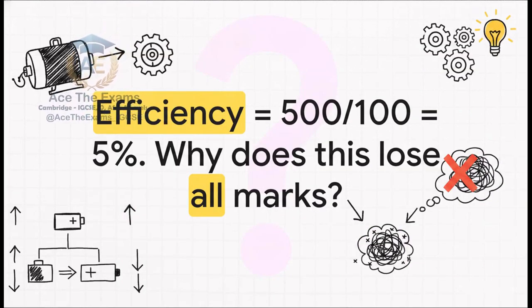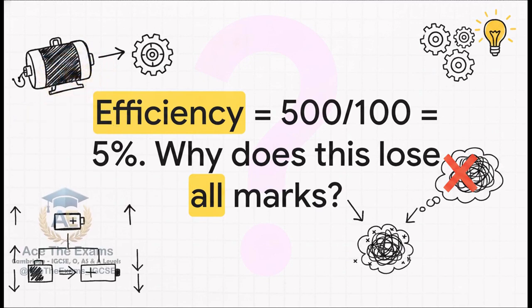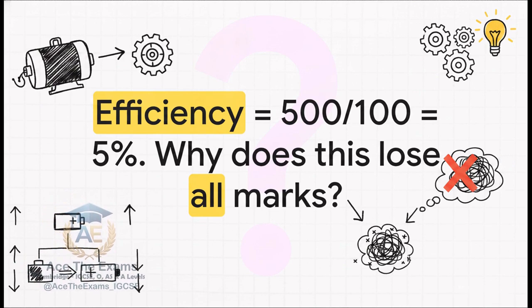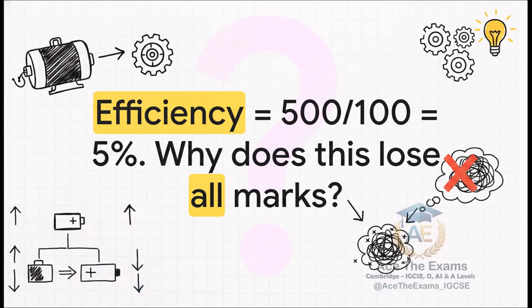Consider this classic scenario. A motor transfers 500 joules of electrical energy into 100 joules of kinetic energy. The student calculates the efficiency by taking 500, dividing it by 100, and getting 5%. Seems like a reasonable attempt, right? Wrong. This calculation loses every single mark available. Not only is the math completely inverted, but it lacks the fundamental understanding of how energy transfers are actually structured.